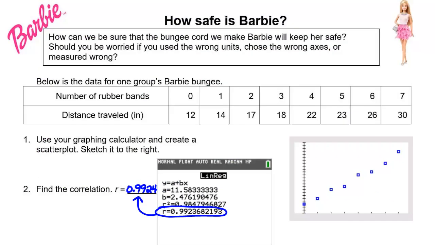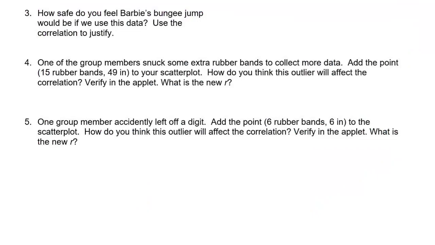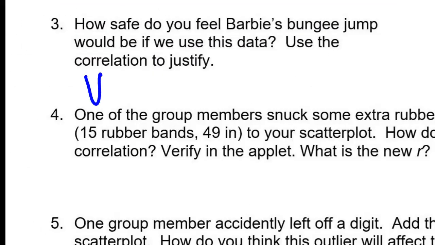So what does number 3 say? What does number 3 say on your page? How safe would Barbie's bungee be? Do you think we could do a reasonably good job of guessing how many rubber bands we would need so that she doesn't bash her head using this data? Yes. So do you think she would be safe or in horrible peril? She's going to be pretty safe. I think she would be pretty safe using this.